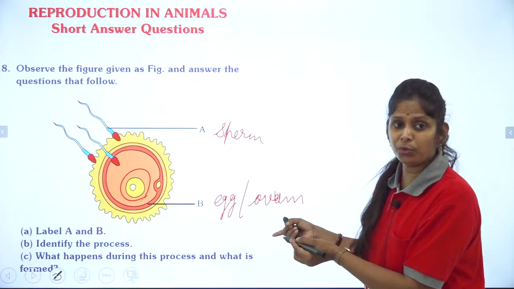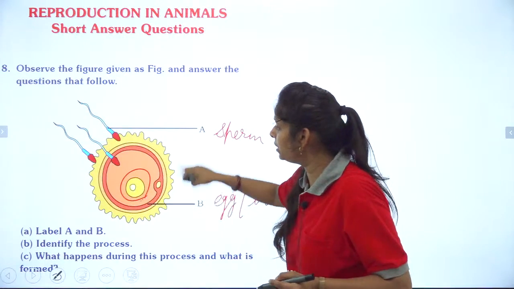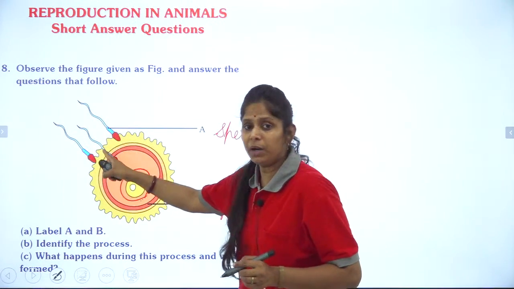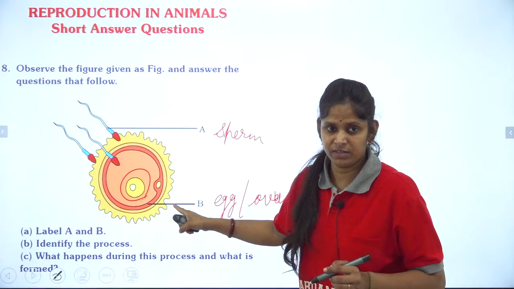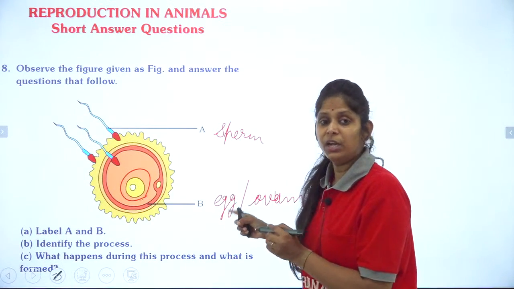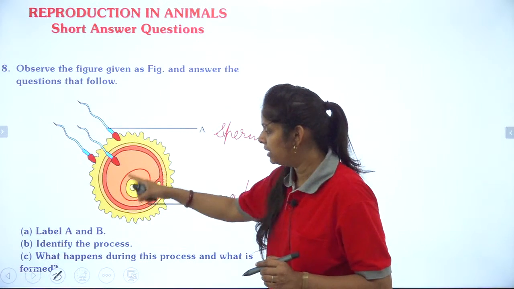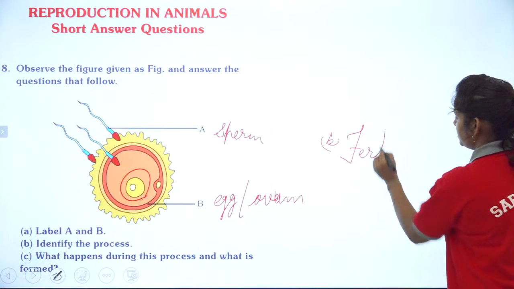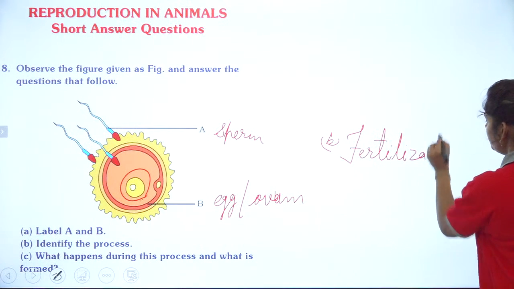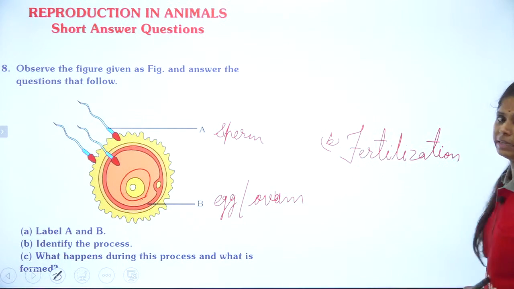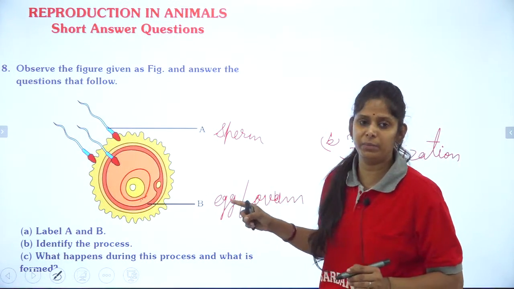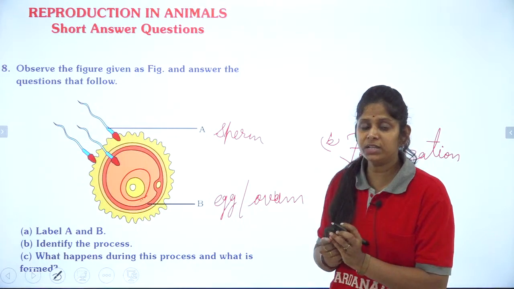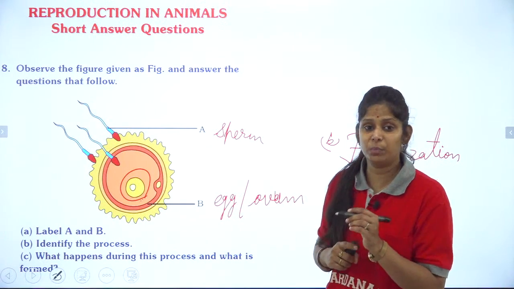Now question B, identify the process. Which process is this? What are you looking at here? Sperms are coming near to the ovum. But what happens? Only the nucleus of sperm enters the ovum to fertilize it. And then the fertilization process takes place to form zygote. So for option B you have to write down, it is fertilization. This process is called fertilization. A fusion of male and female gametes is called fertilization, and it is done to form zygote, and this zygote is single celled, but the nature of zygote is diploid.